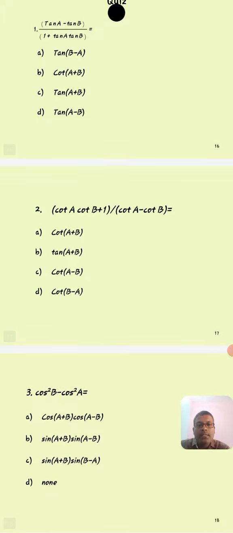Are you clearly understanding this class? Do you understand clearly the formulas of sin A plus B, cos of A plus B, tan of A plus B, cot of A plus B, sin A plus B into sin A minus B, and cos of A plus B into cos of A minus B? In the next class, using these formulas, we'll learn how to solve different types of problems.